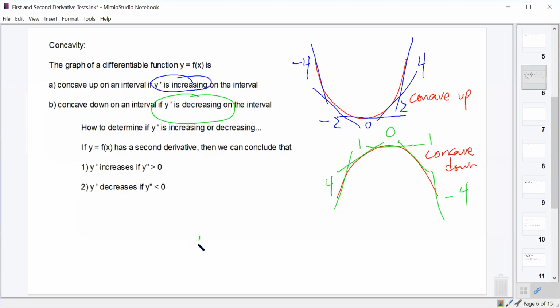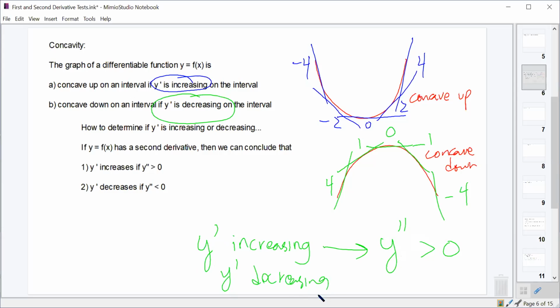Well, if y prime is increasing, y prime is just some function, right? This function is increasing. What can you tell me about its derivative? It's positive. Right. If a function is increasing, its derivative has to be positive. And if a function is decreasing, what can you tell me about its derivative? Negative. It's got to be negative.